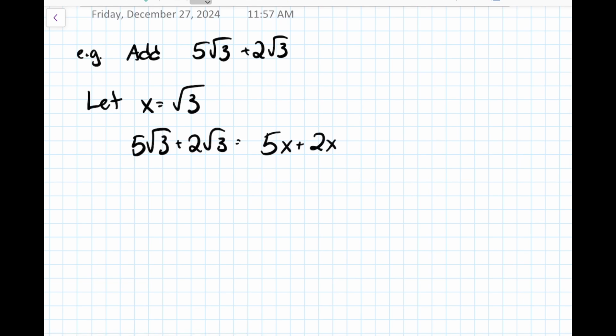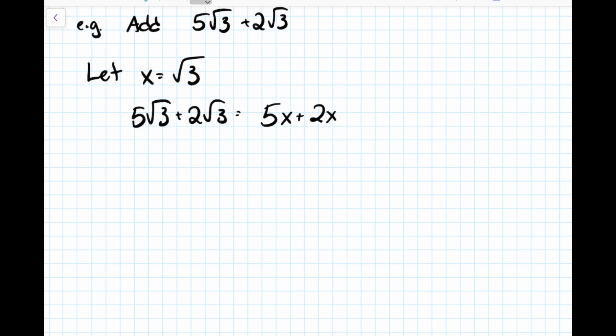This you should definitely already know how to add, because you've been doing it since like grade 8. To combine like terms, we just add the coefficients. So 5x plus 2x is 7x, keeping in mind the x hasn't changed. If we backtrack, x is just root 3, so this is really just 7 root 3. And that hopefully shows you how we add radicals.